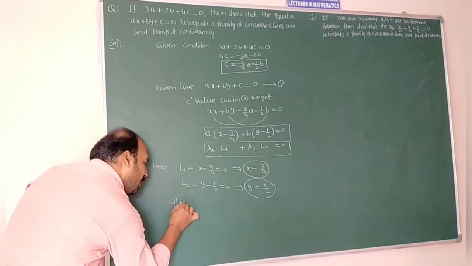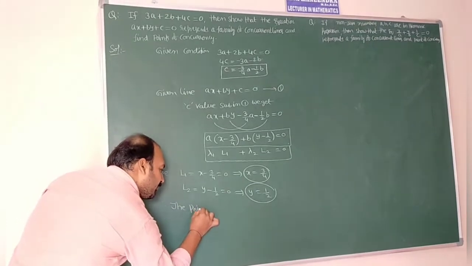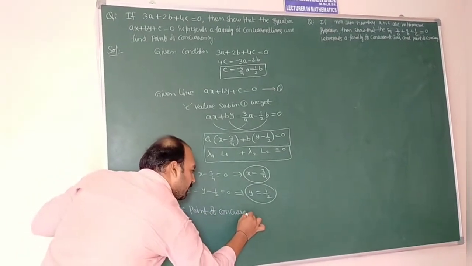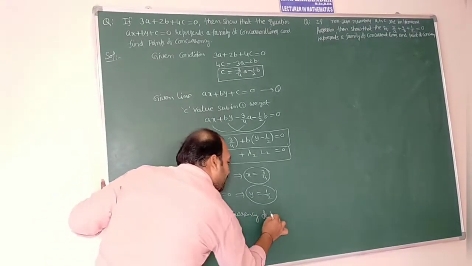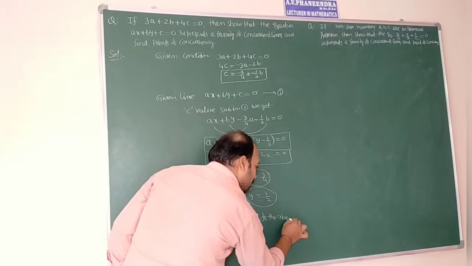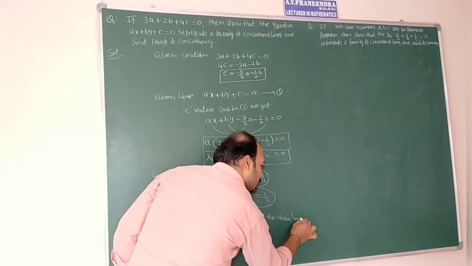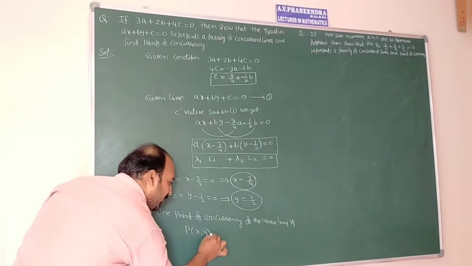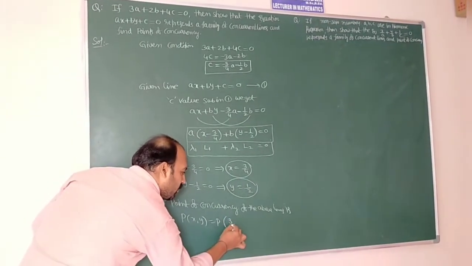Therefore, the point of concurrency of the given line, the above line, is P(x, y), which is equal to P(3 by 4, 1 by 2).